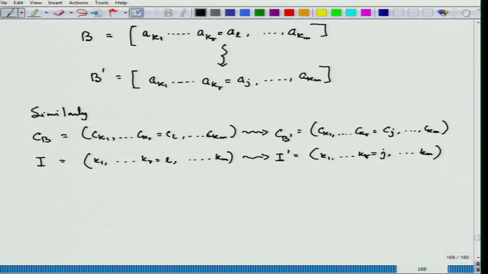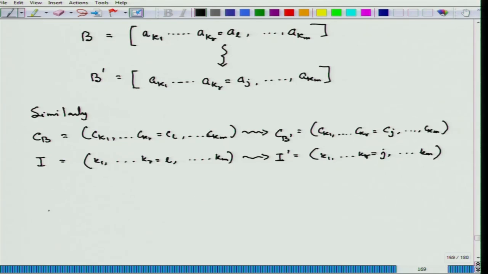So, the rth position has been changed. If you look at it, you can replace I dash with what? I dash is nothing but the I from which you have taken off L, and you have added J. It's one way of looking at it, though technically it is not very fine because I am replacing I with k1, k2, km. Okay, just don't bother about it.